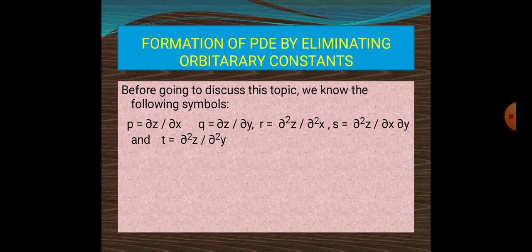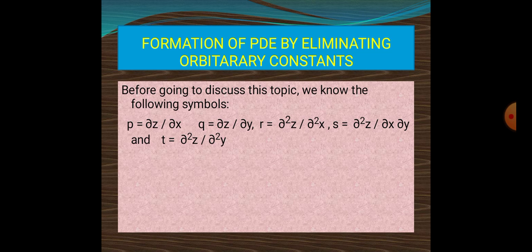Before going to discuss the topic, we know the following notations. Small p is nothing but dou z by dou x, that is the first partial derivative of z with respect to x. q is dou z by dou y, that is the first partial derivative of z with respect to y. Small r is dou square z by dou x square.